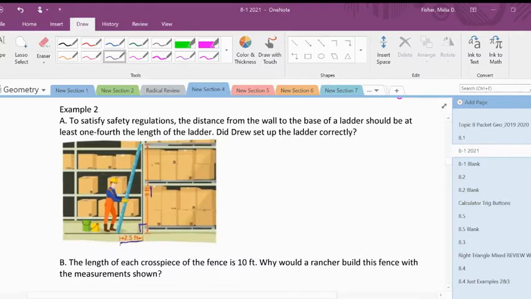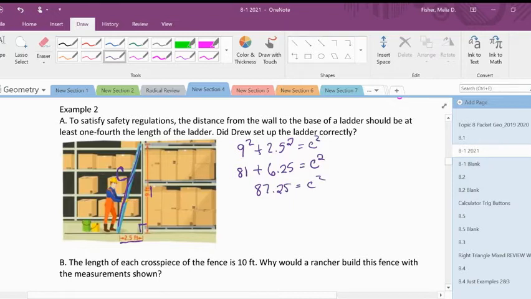So we're going to check to see 9 squared plus 2.5 squared equals the length of the ladder. This is going to be our C over here. So 9 squared is 81. 2.5 squared is 6.25 equals C squared. And then adding 81 plus 6.25, we get 87.25 equals C squared.